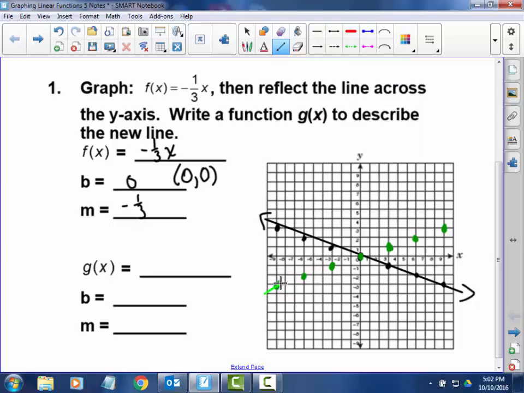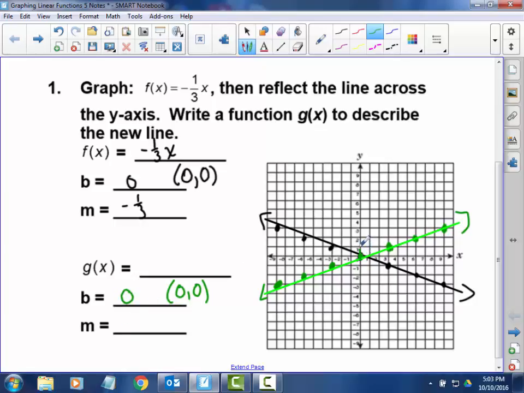And we put our straight edge to it. So there are our two lines, and now we have to write the function of g of x. So from the graph we can tell that the y-intercept is at 0, 0. So just like above, it didn't change. And our slope, well, we can count that out.